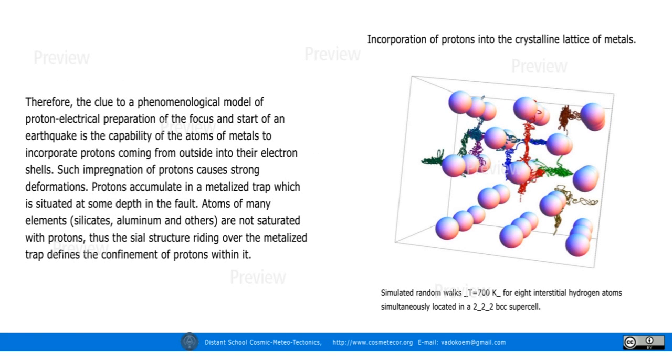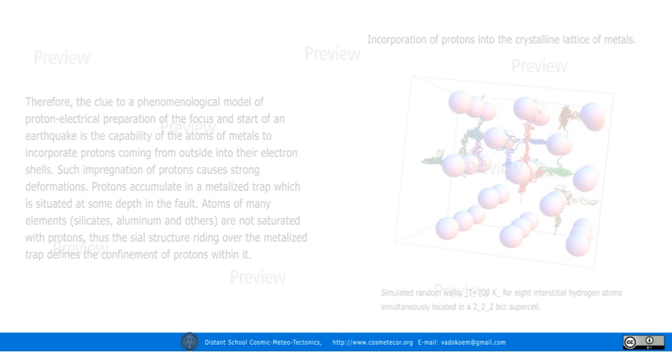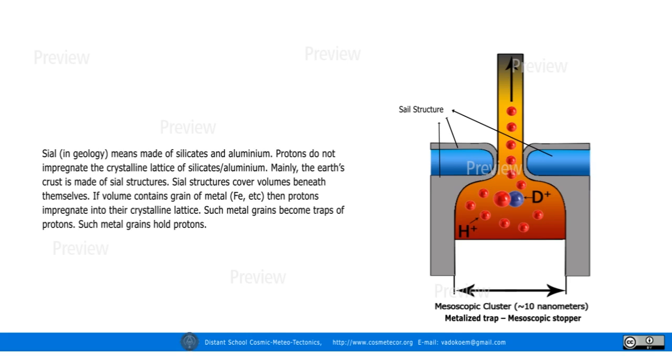Therefore, the clue to a phenomenological model of proton-electrical preparation of the focus and start of an earthquake is the capability of the atoms of metals to incorporate protons coming from outside into their electron shells. Such impregnation of protons causes strong deformations. Protons accumulate in a metallized trap, which is situated at some depth in the fault. Atoms of many elements, silicates, aluminium, and others, are not saturated with protons.